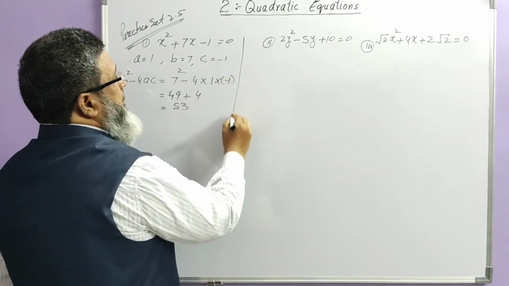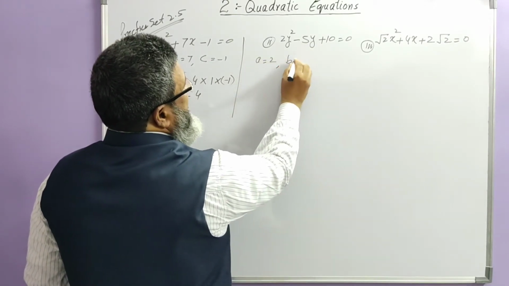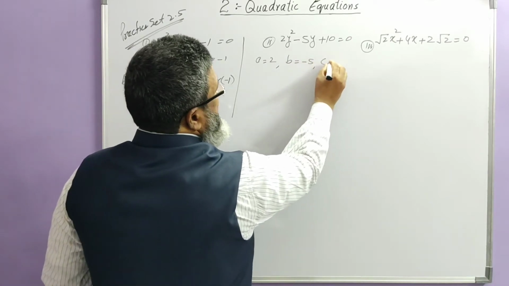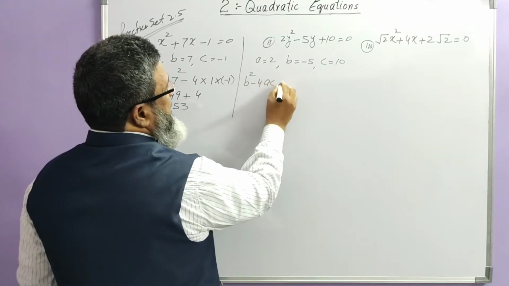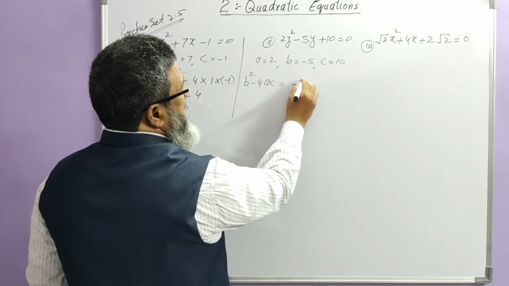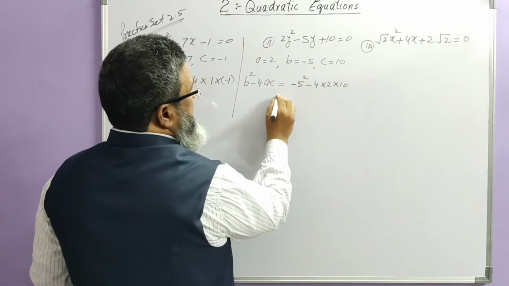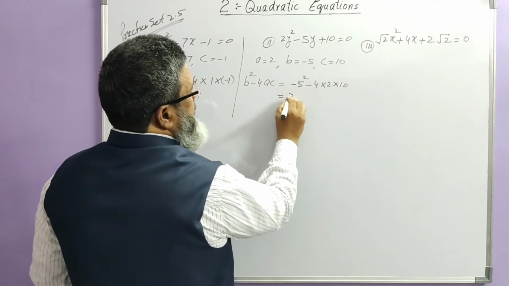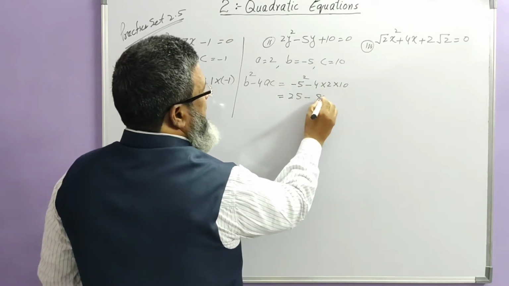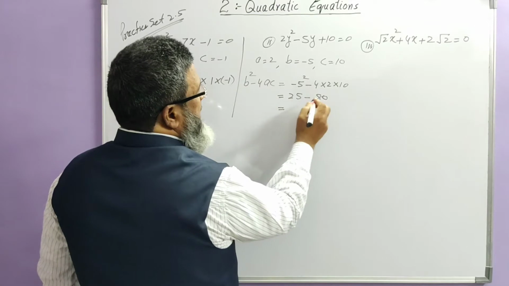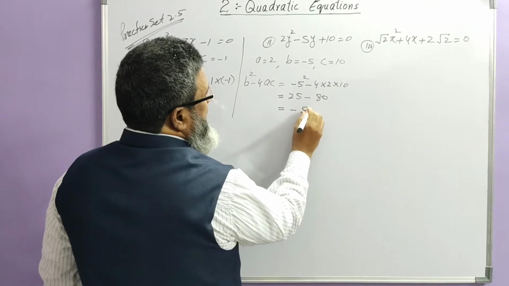Second, by comparing, a is equal to 2, b is equal to minus 5 and c is equal to 10. Find b square minus 4ac. b square means minus 5 square, minus 4 into a into c. a is 2 and c is 10. 5 square is 25 minus 4 times 2 is 8, 8 tens are 80. 25 minus 80 is minus 55.